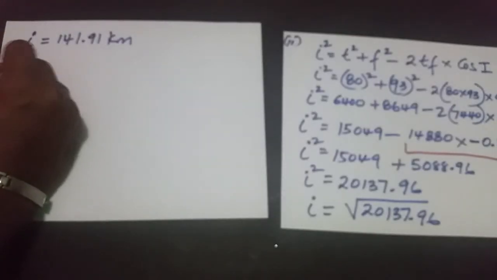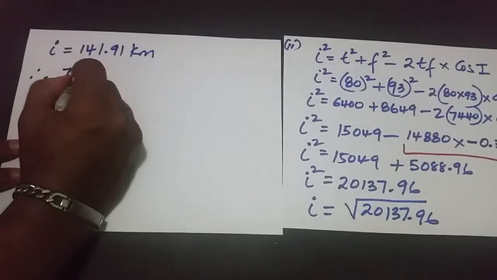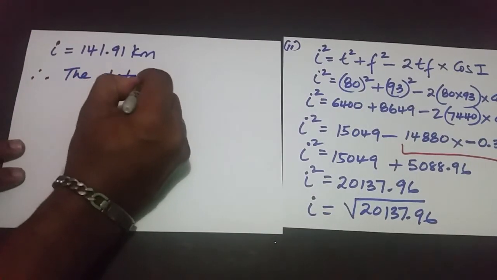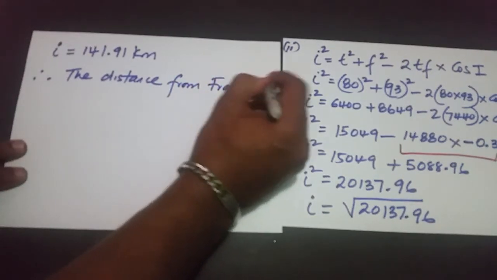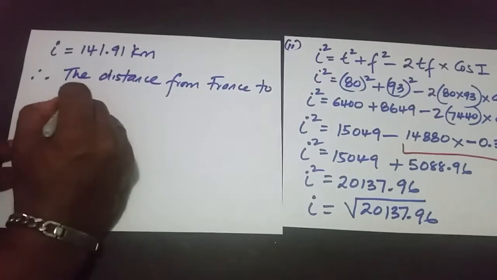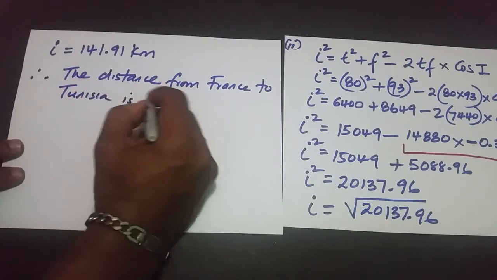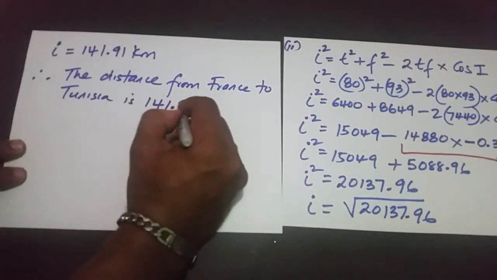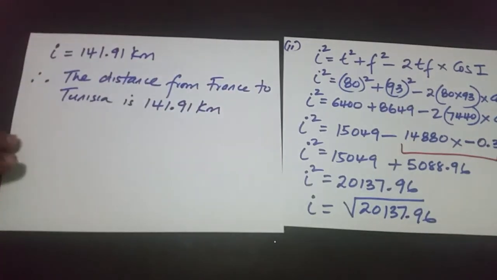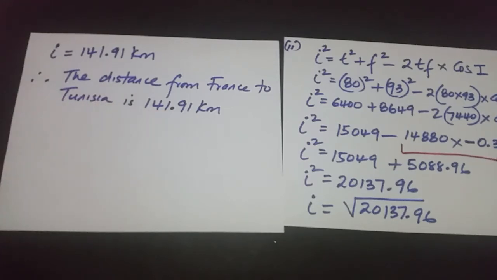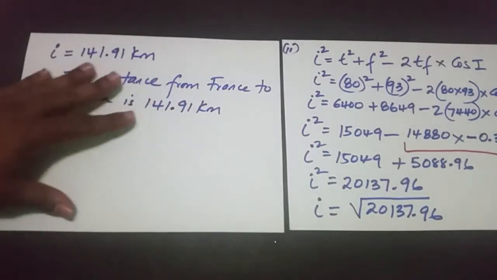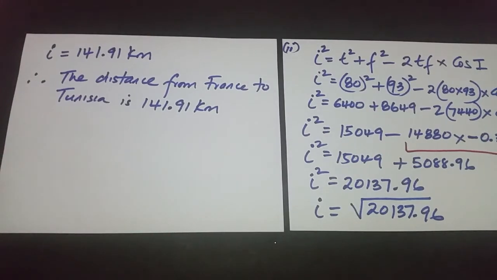So therefore the distance from France to Tunisia is 141.91 kilometers. And if the question had asked you to write to the nearest kilometer, it would have been 142. So we have to be mindful of the decimal places or whatever they want us to write the answer to. All right. So that would be the solution to this question.